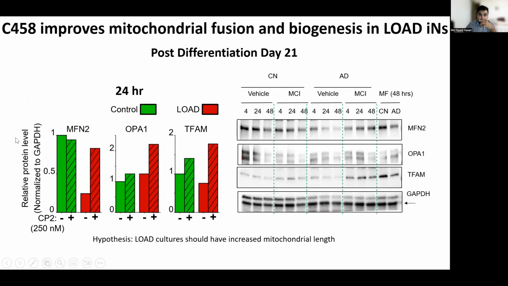Then we also looked into the mitochondrial proteins in these cultures with the application of MCI, our drug. And we saw that when we add our drug, the mitochondrial protein increases in each case. That means that in Alzheimer's disease the mitochondria were unhealthy, and we are showing that in human neuron-astrocyte co-culture, if you put in these drugs, the mitochondrial health increases a lot.